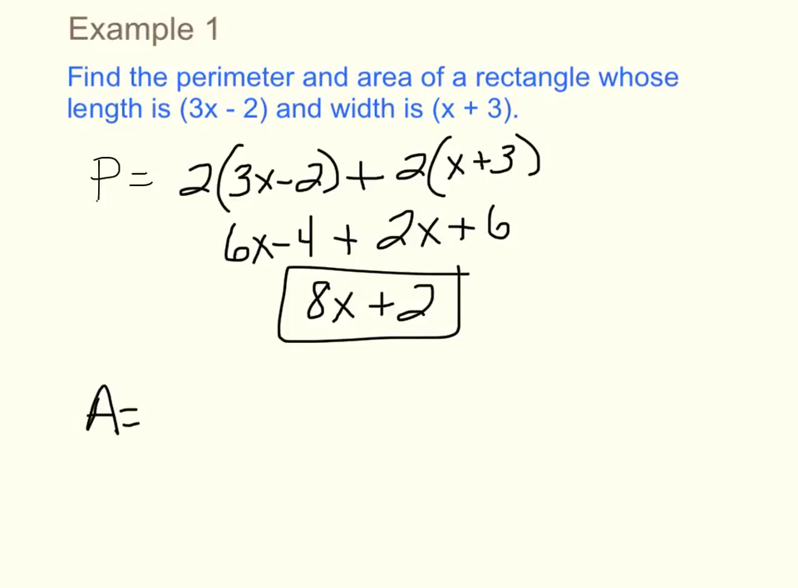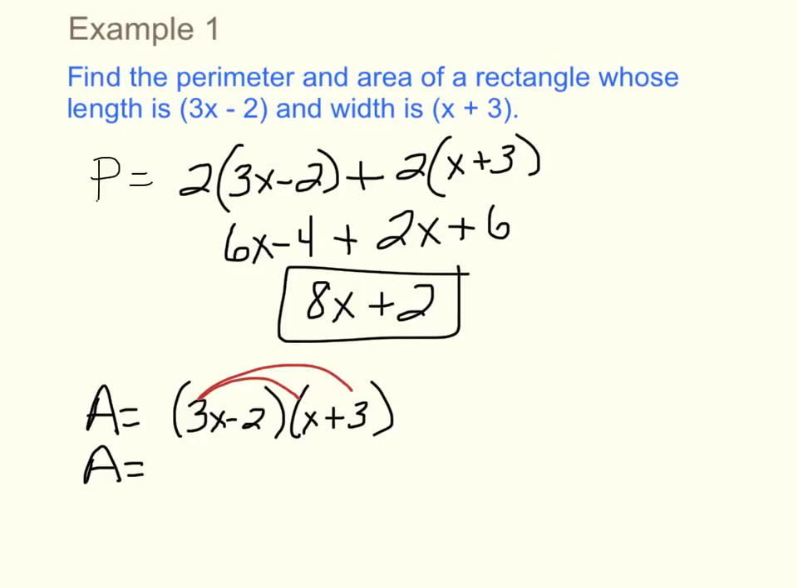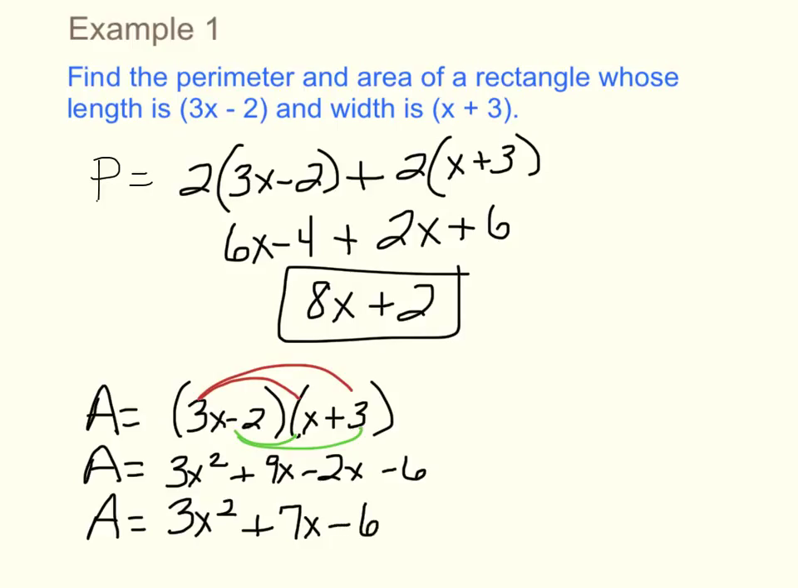Lastly, we have to find the area. Well, the area of a rectangle is length times width. So we have to plug in length, which is 3x minus 2, times the width, which is x plus 3. Now, using your skills and concepts you learned last year, we have to multiply two binomials together. So we take 3x times x and 3x times 3. That gives me 3x squared plus 9x. And then we distribute the negative 2. So that's going to give us negative 2x minus 6. We combine like terms, so my answer would be 3x squared plus 7x minus 6. And that would be the area and the perimeter of that rectangle.